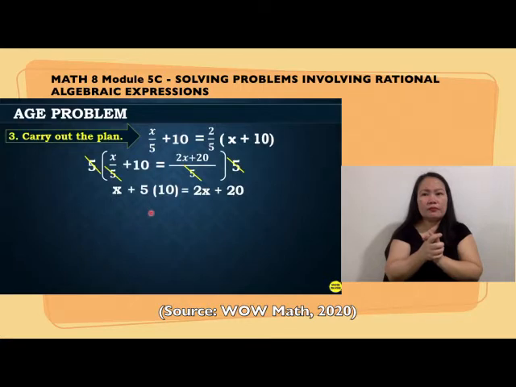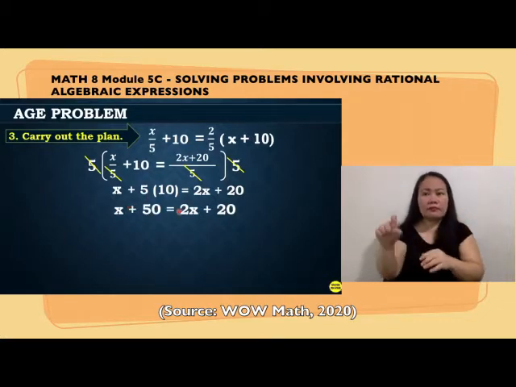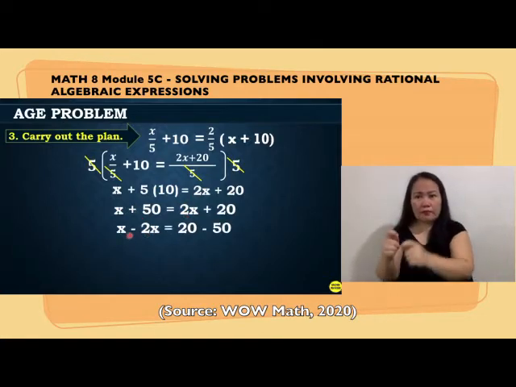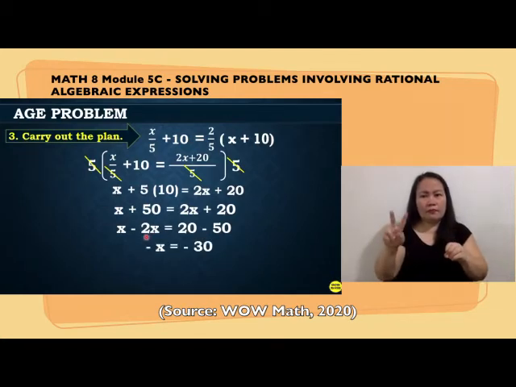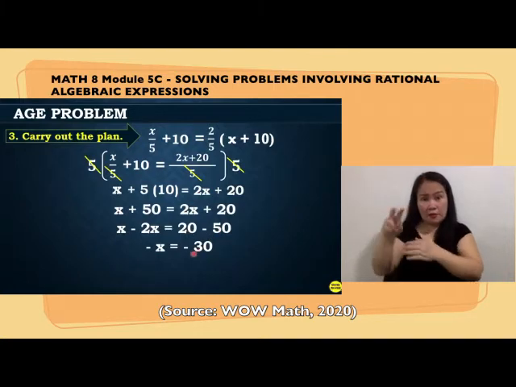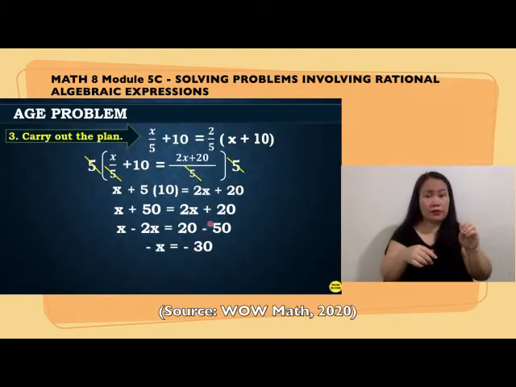Alright, so ito yung equation natin. x plus 5 times 10 is equal to 2x plus 20. So x plus 50 is equal to 2x plus 20. Now, we will transpose 2x, so that will become negative. So x minus 2x. And then si 20, since this is constant, lipat natin siya sa kabila, magiging negative din. Alright, so x minus 2x, that is negative x. And then 20 minus 50, that is negative 30. Alright, kasi mas mataas itong si 50 natin, so negative 30.